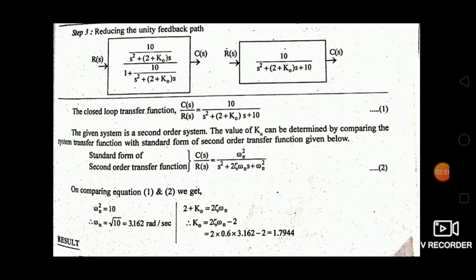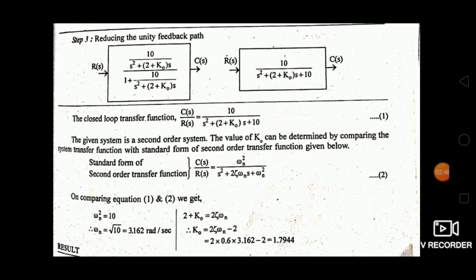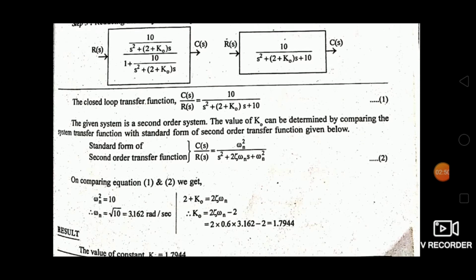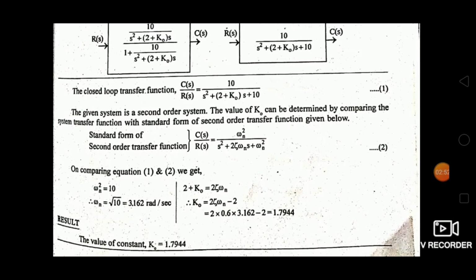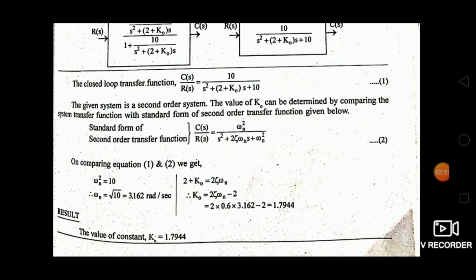2 zeta omega n is equal to 2 plus K naught. K naught is equal to 2 zeta omega n minus 2. Already we know the zeta value 0.6 and omega n value 3.162. Substitute here, then we will get K naught value 1.7944. The value of constant K naught is 1.7944. So this is one of the important problems.